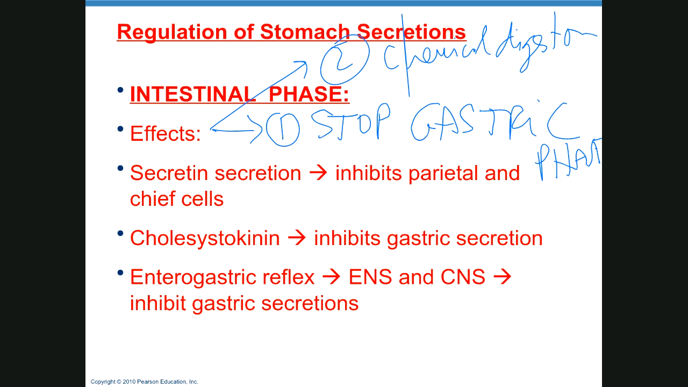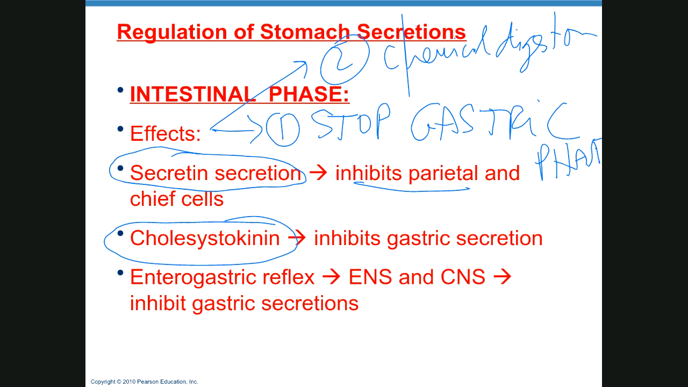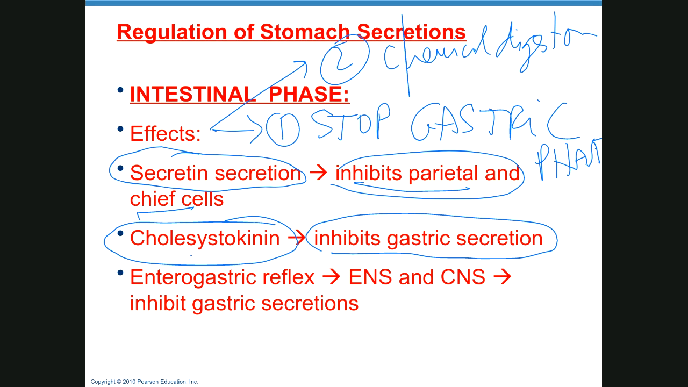So the hormones secreted are secretin and cholecystokinin. Secretin inhibits parietal cells and chief cells. Cholecystokinin further inhibits gastric secretions. So these 2 hormones are going to stop the gastric phase. We're going to see later that these two hormones also stimulate secretion of chemical digestive enzymes.